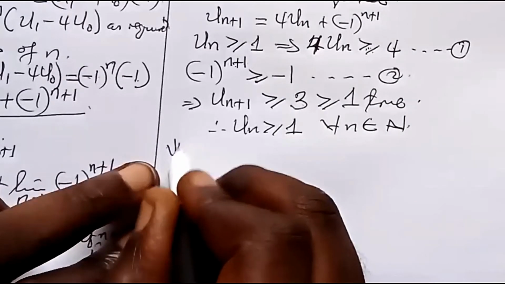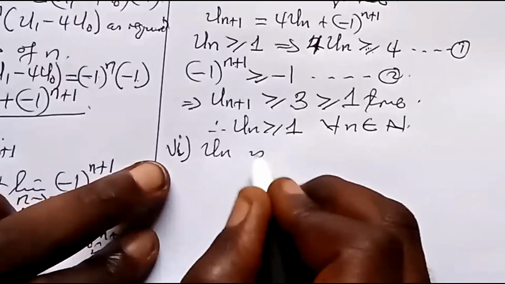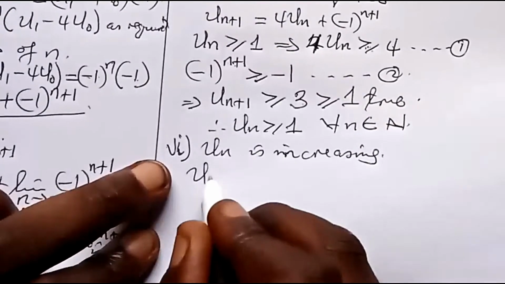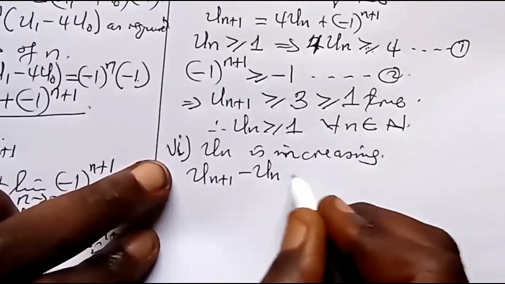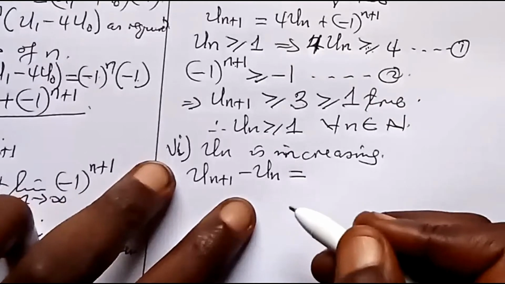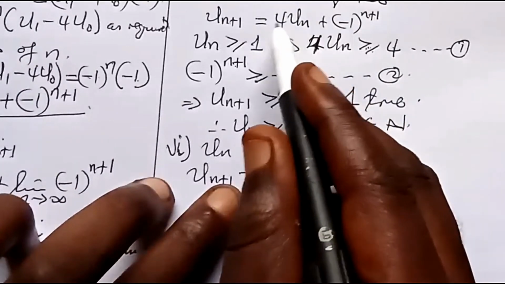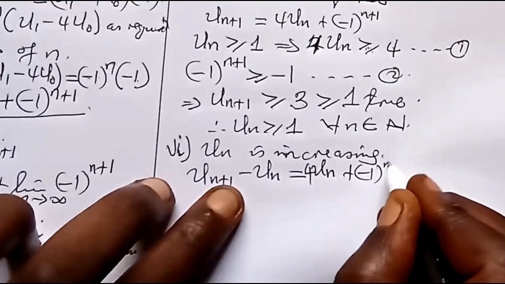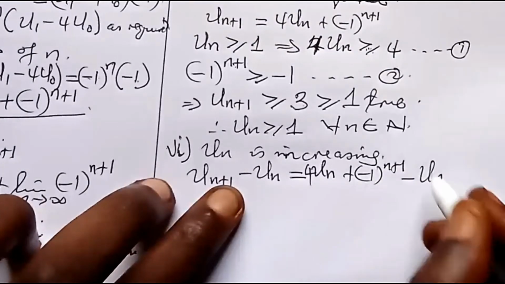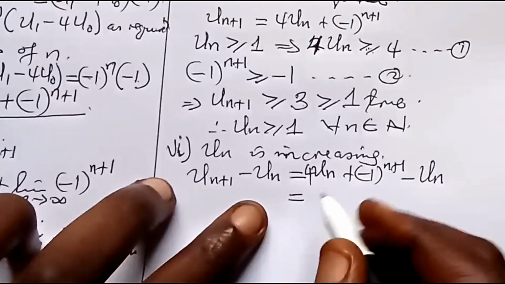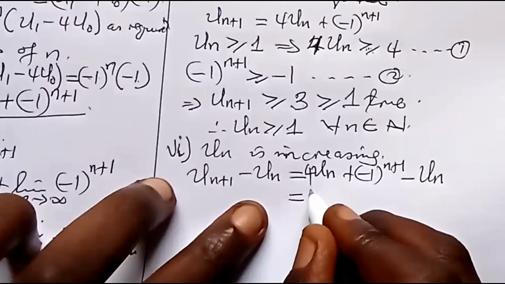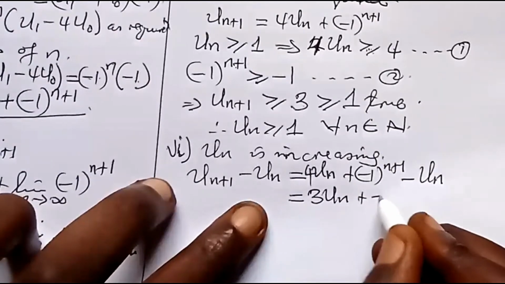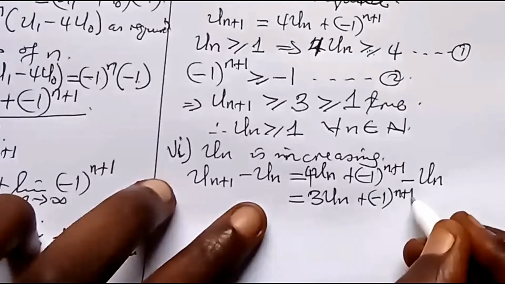Roman 6, we are asked to show that un is increasing. To investigate the monotonicity, we simply find the relationship un plus 1 minus un and then see what comes out. Okay, un plus 1 is already given as 4un, so I write 4un plus negative 1 to the n plus 1, then minus un. I need this expression. This should be equal to 4un minus un will give 3un plus negative 1 to the n plus 1.